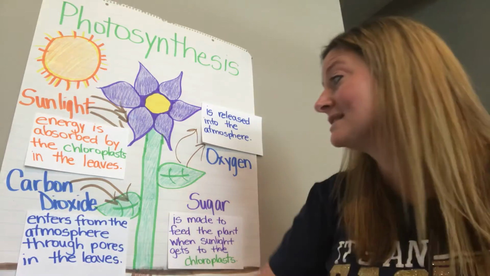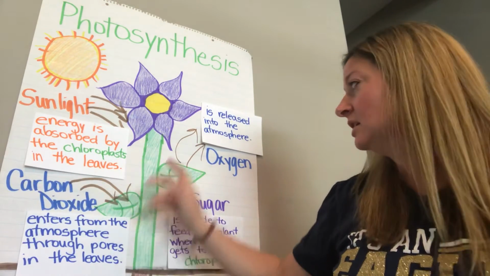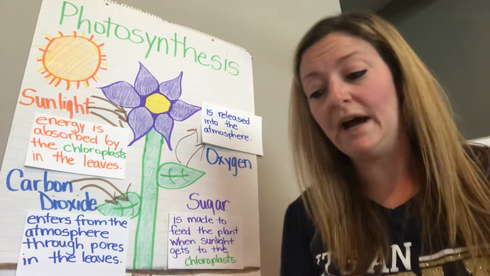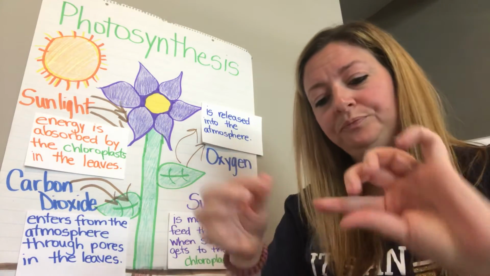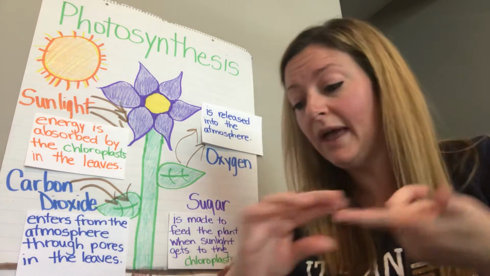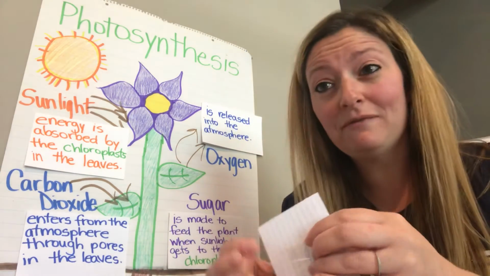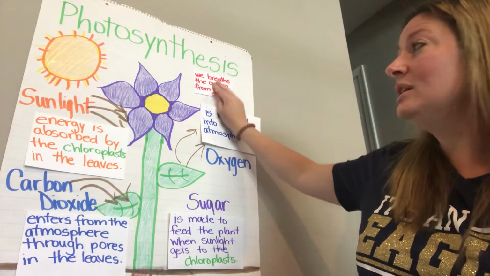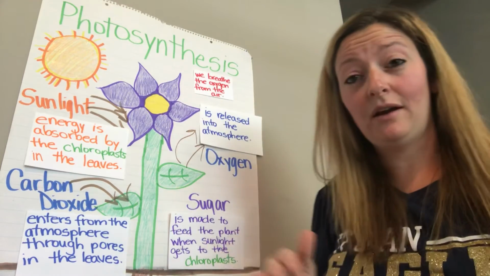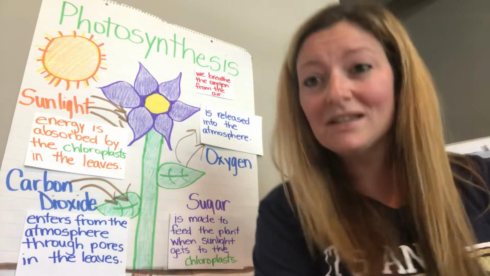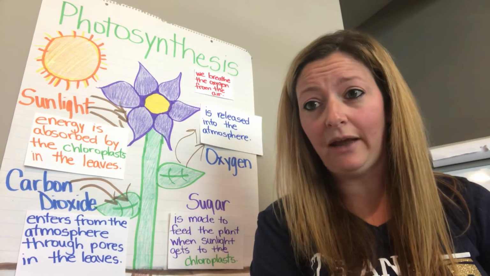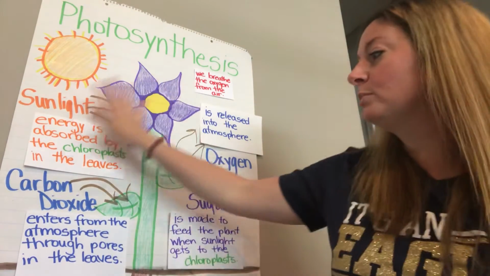So the carbon dioxide comes into the plant. The oxygen comes out of the plant. Okay? Why do we need oxygen? Excellent. We breathe it from the air. We breathe that oxygen from the air. So we need plants. The plants help to create more oxygen in the air.